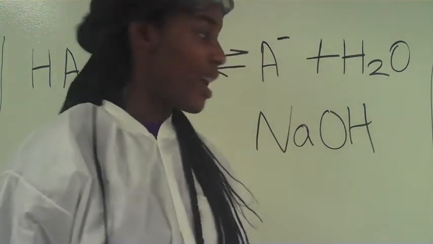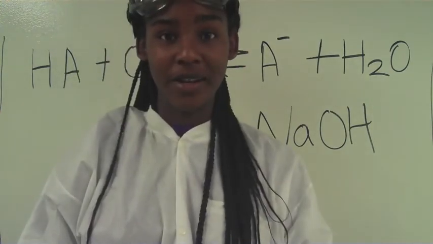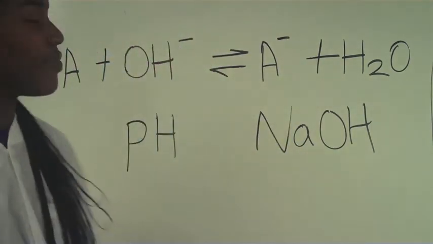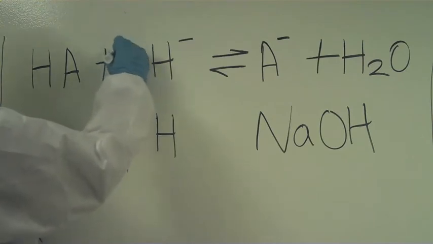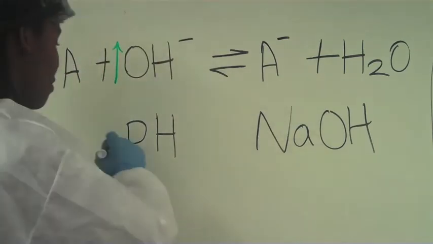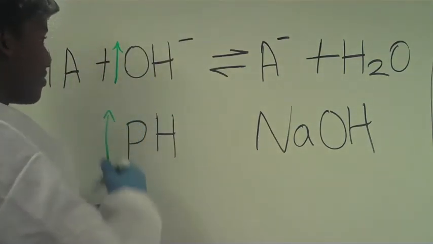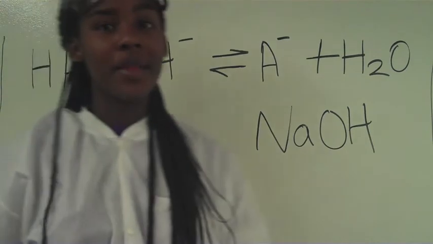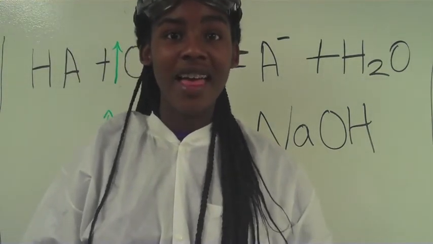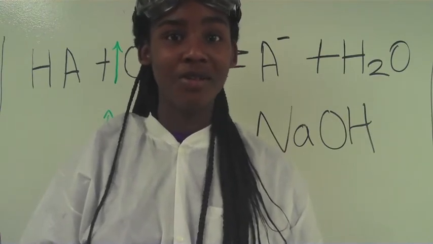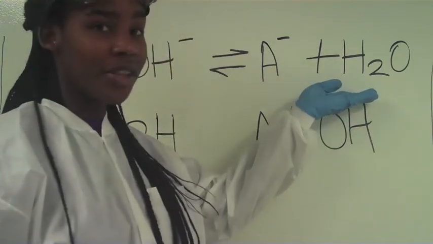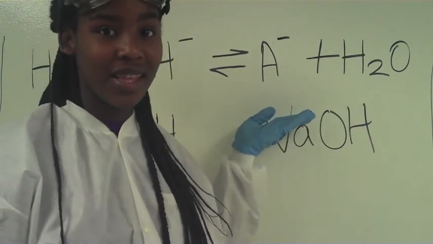When you add a strong base like sodium hydroxide to an acidic buffer, there will be a rise in the hydroxide ion concentration. This will subsequently cause a rise in the pH of the buffer. But the presence of the weak acid will counteract this change. The weak acid donates a proton to the hydroxide ion. This reaction will produce water and conjugate base.